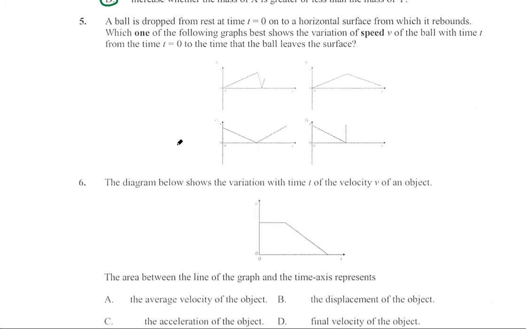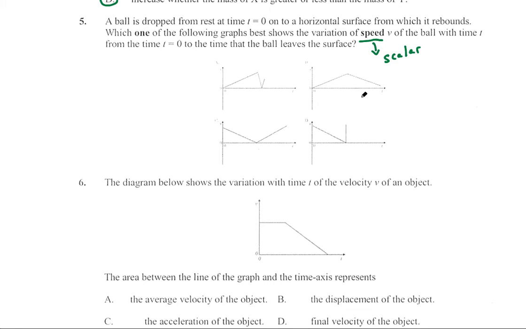Number 5, a ball is dropped at a time t equals 0 on a horizontal surface from which it rebounds. Which of the following graphs shows the variation of speed of that ball? First of all, we want to know that speed is a scalar. What that means is we don't talk about it in terms of negative speed.